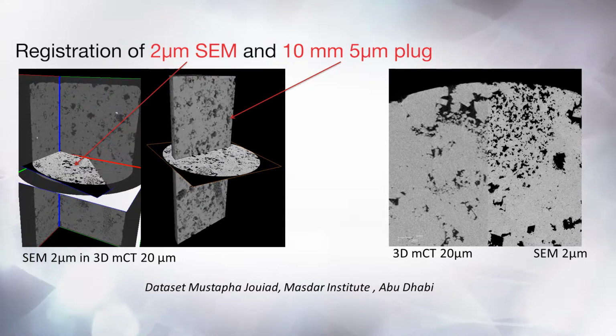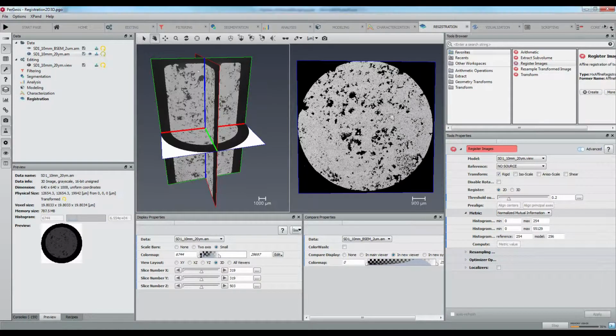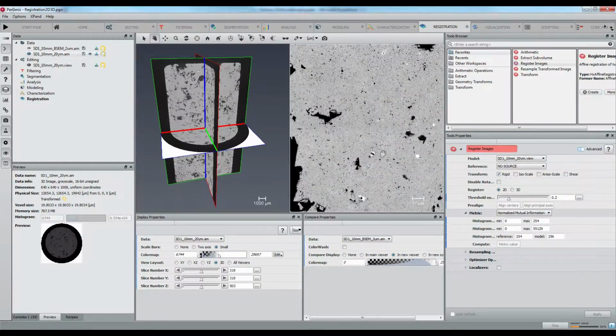In this tutorial, we are going to see how PerGeos can perform the registration of a 2D SEM image into a 3D microCT plug. This is a tricky problem solved using the registration algorithm. The sample is a Middle East carbonate given by Mustafa Jouyad, principal scientist at the Masdar Institute in Abu Dhabi.